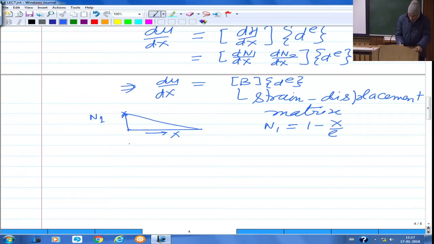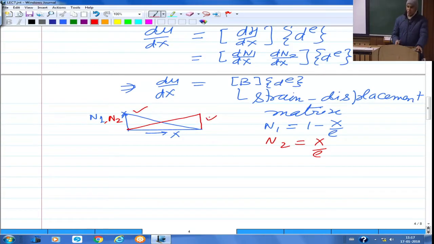Similarly, if you look at the plot of n2, which is x by L, it is 0 at the left end and unity at the right end, so its variation is like this. So n1 is varying like this, n2 is varying like this. When you take their derivatives, dn1 by dx is minus 1 by L and dn2 by dx is 1 by L, so they are constant. So what you are assuming is that du by dx, that is the gradient of displacement or strain, is constant within the element.